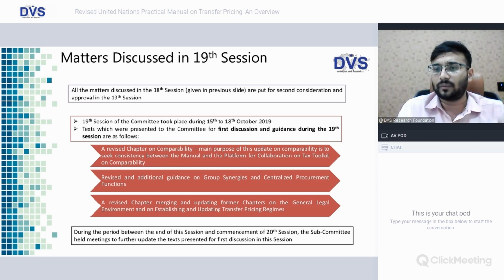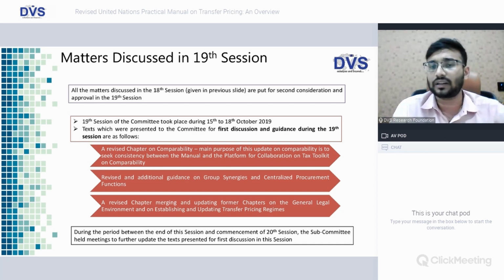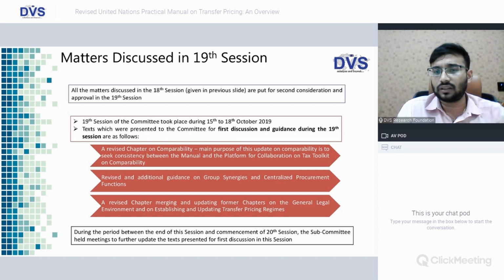Second was revised and additional guidance on group synergies in centralized procurement functions. Third being a revised chapter merging and updating former chapters on the general legal environment and on establishing and updating transfer pricing regimes. So these were the three different agenda items, apart from the matters discussed in the 18th session which got approved. These were the three new things.